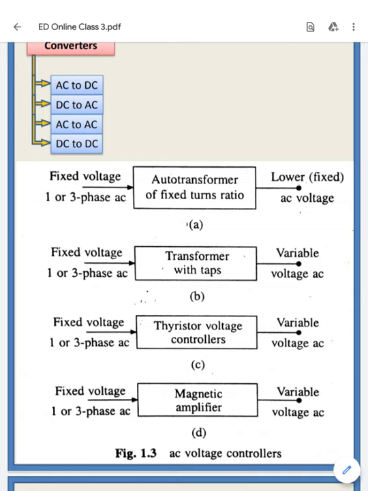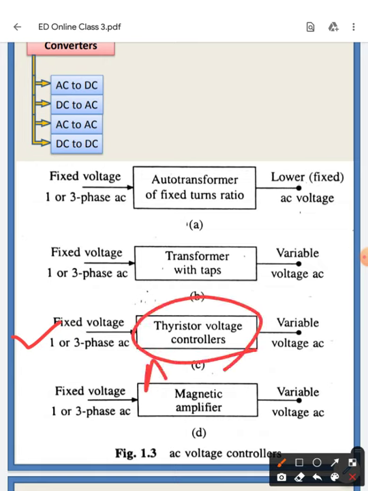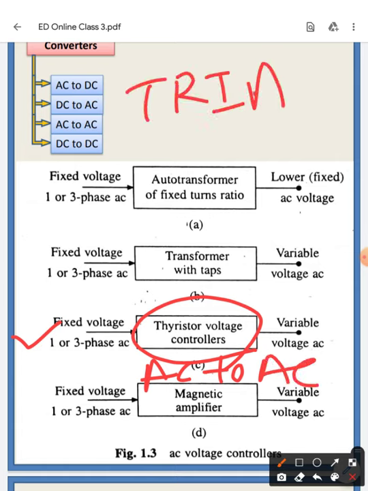In the second case, that is the auto transformer with tap changing, we have already discussed. And in the third case, the same fixed voltage, single phase or three phase, is applied, and one thyristor voltage controller is used, which is called your AC to AC converter, that is the triac chip.